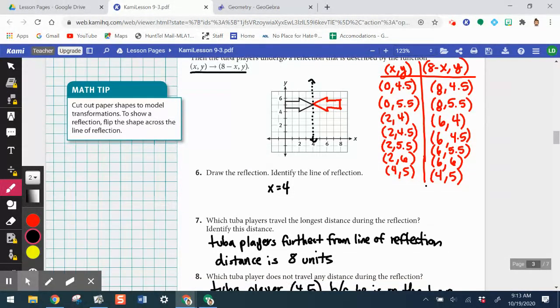Number 7 says, which tuba players travel the longest distance during the reflection? Identify the distance. So to help you, what we're learning is however far a point is from the line of reflection, that's how far it travels.